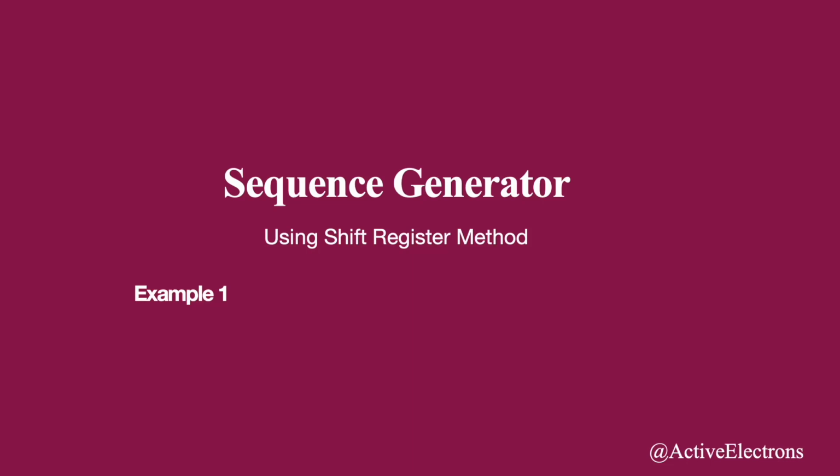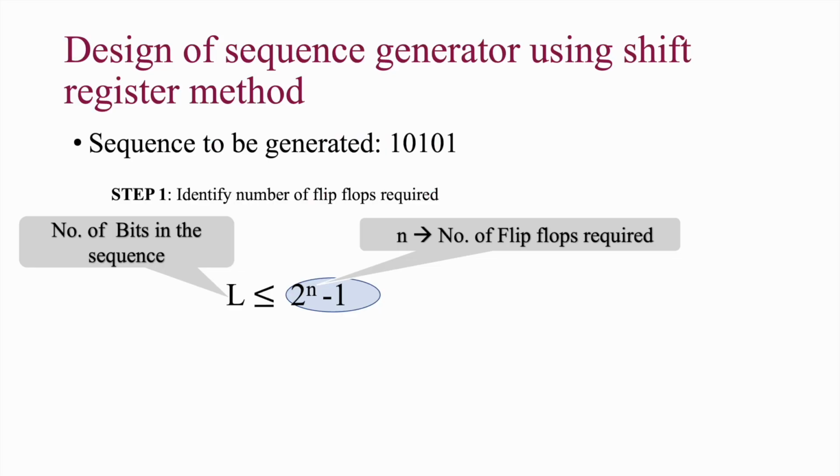Welcome to Active Electrons. In this video, we will be designing a sequence generator using shift register method. The first step to design a sequence generator using shift register method is to calculate the number of flip-flops required.